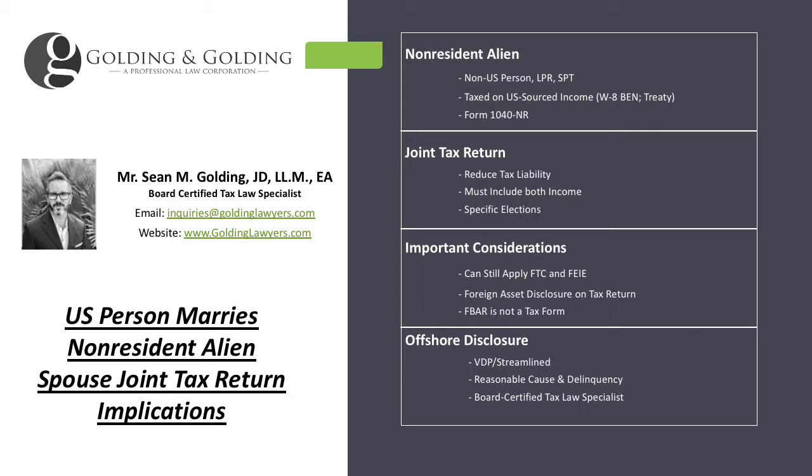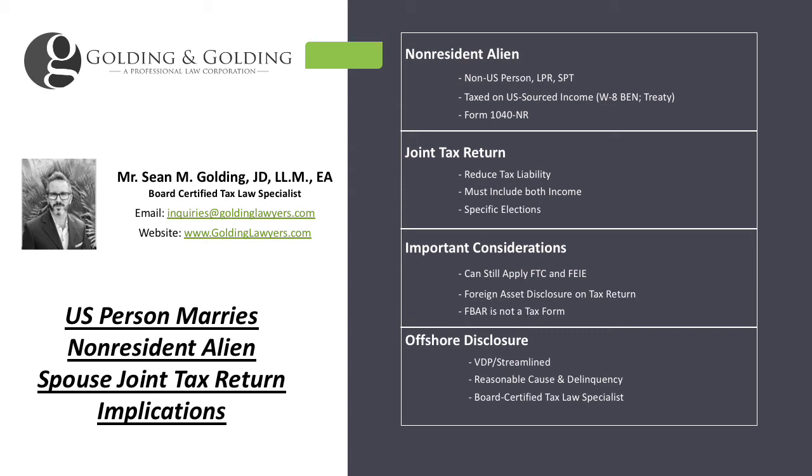But one thing that comes as a shock or a surprise oftentimes for the non-resident is they're supposed to include their worldwide income on the tax return as well. Why? Because they filed a joint tax return with a U.S. person. So it's the return that's being submitted. It's a joint return. So the joint return has to include all of the income from both parties.